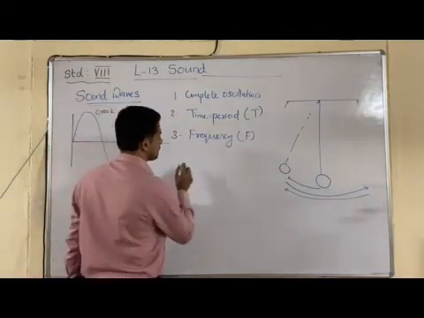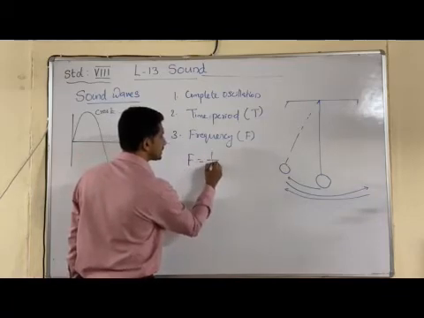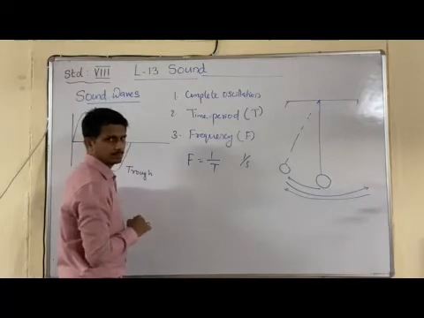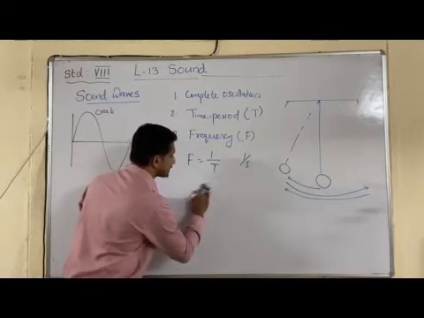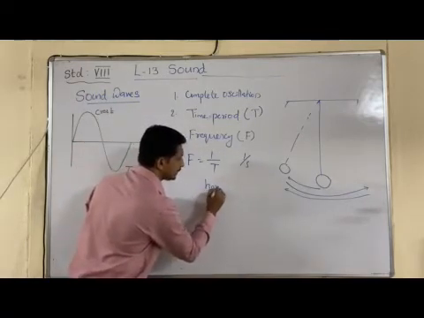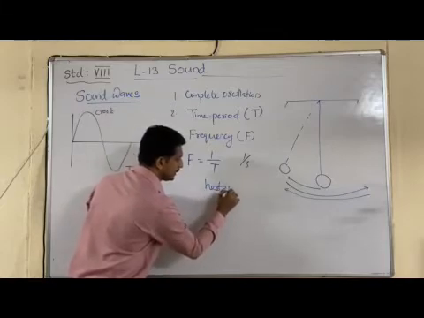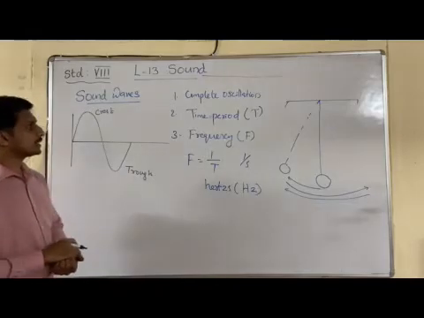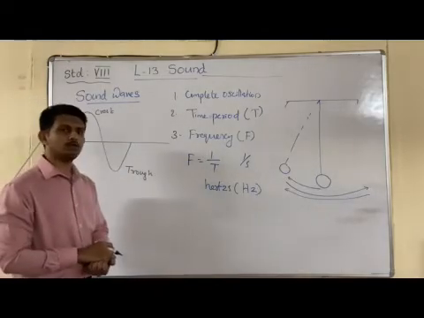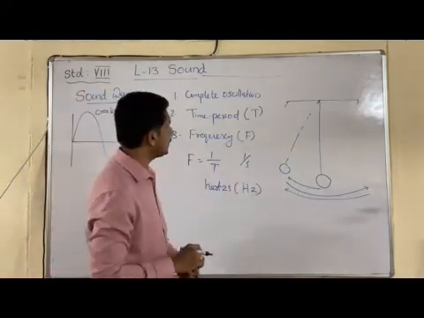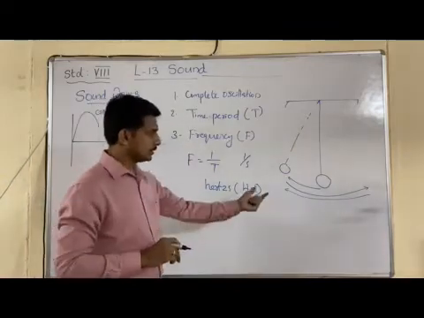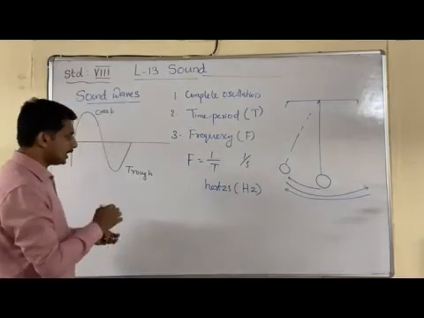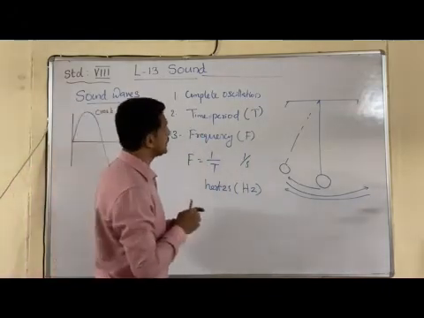Frequency is considered as the reciprocal of the time period, and its unit is per second. Its SI unit is the hertz, which we can represent as Hz. So this is the way we can consider the frequency of oscillations in the case of a pendulum, and this is the way we can consider the oscillation of this pendulum.